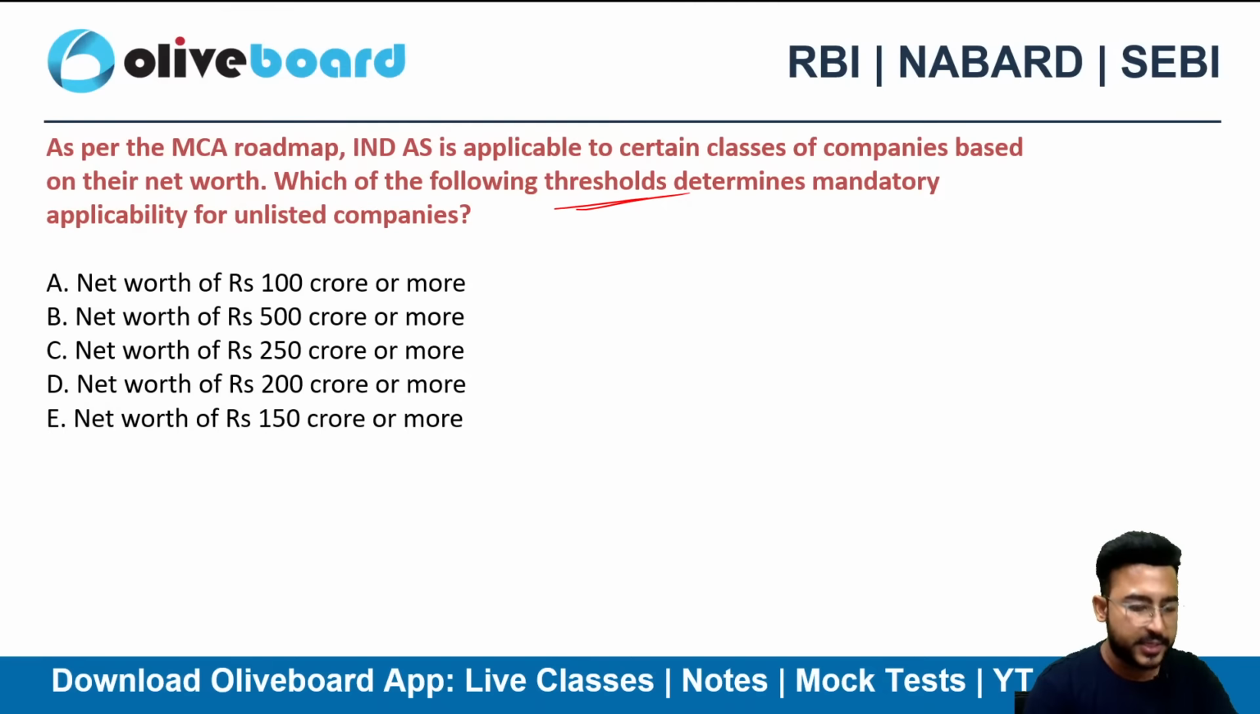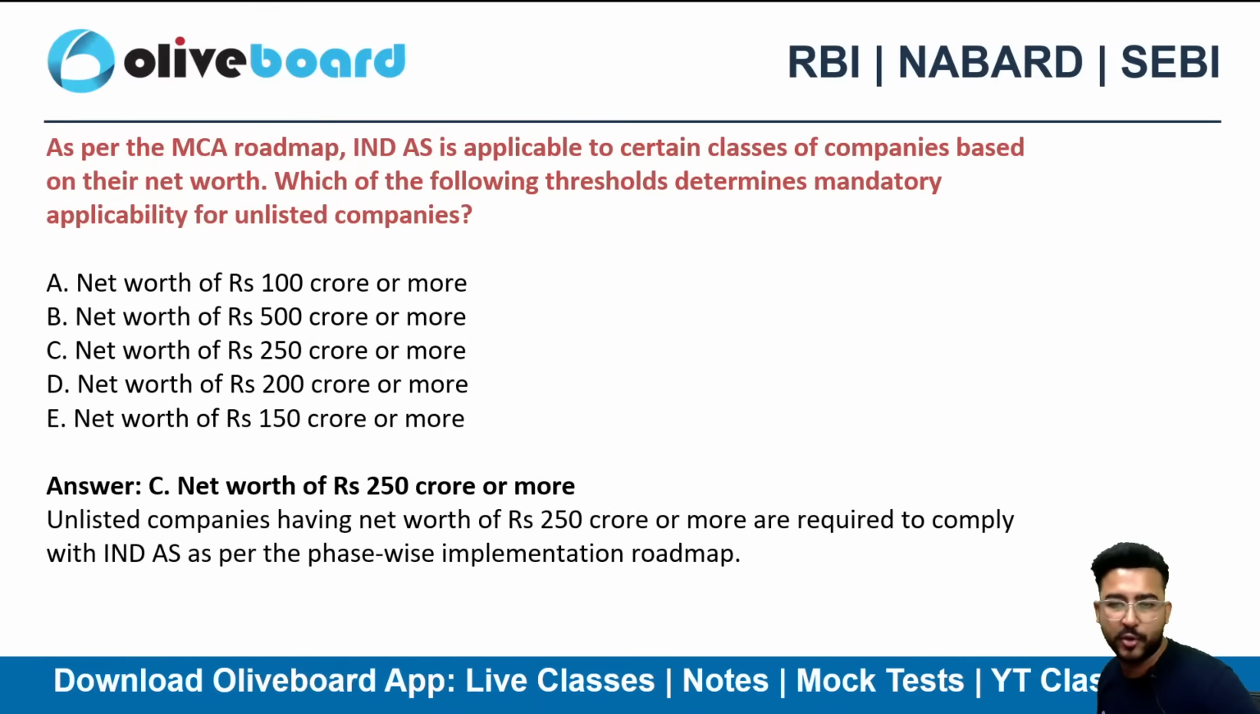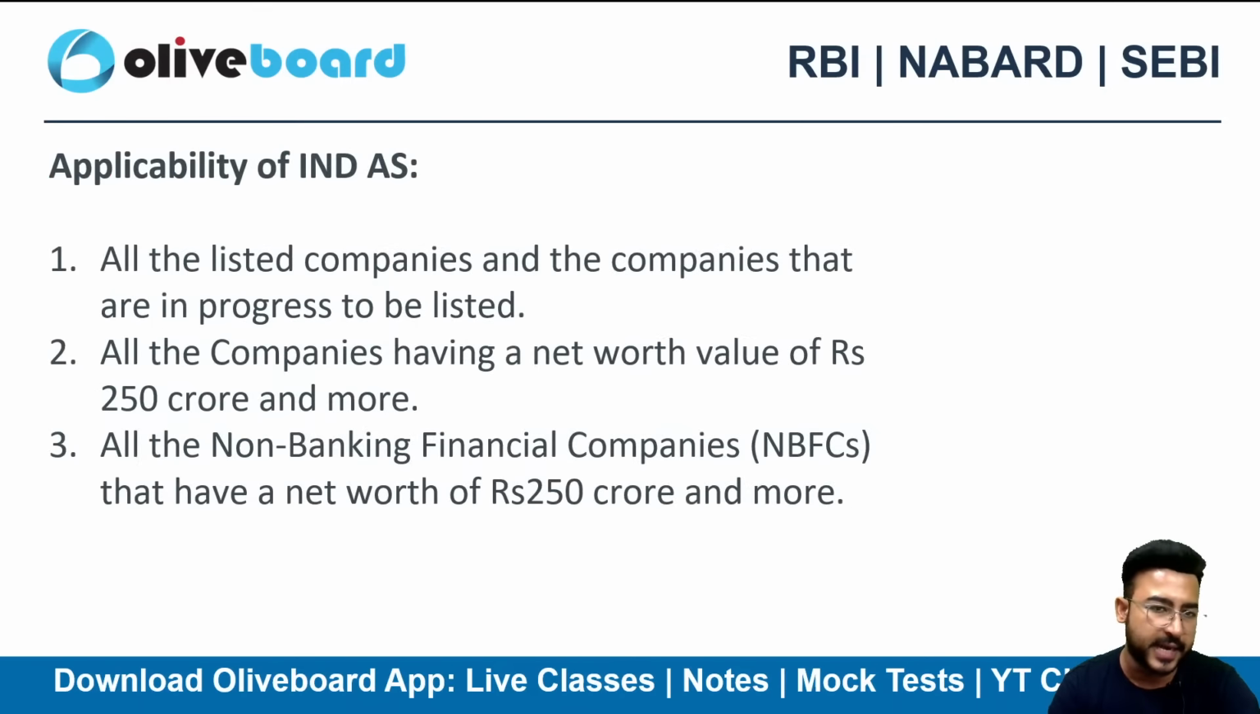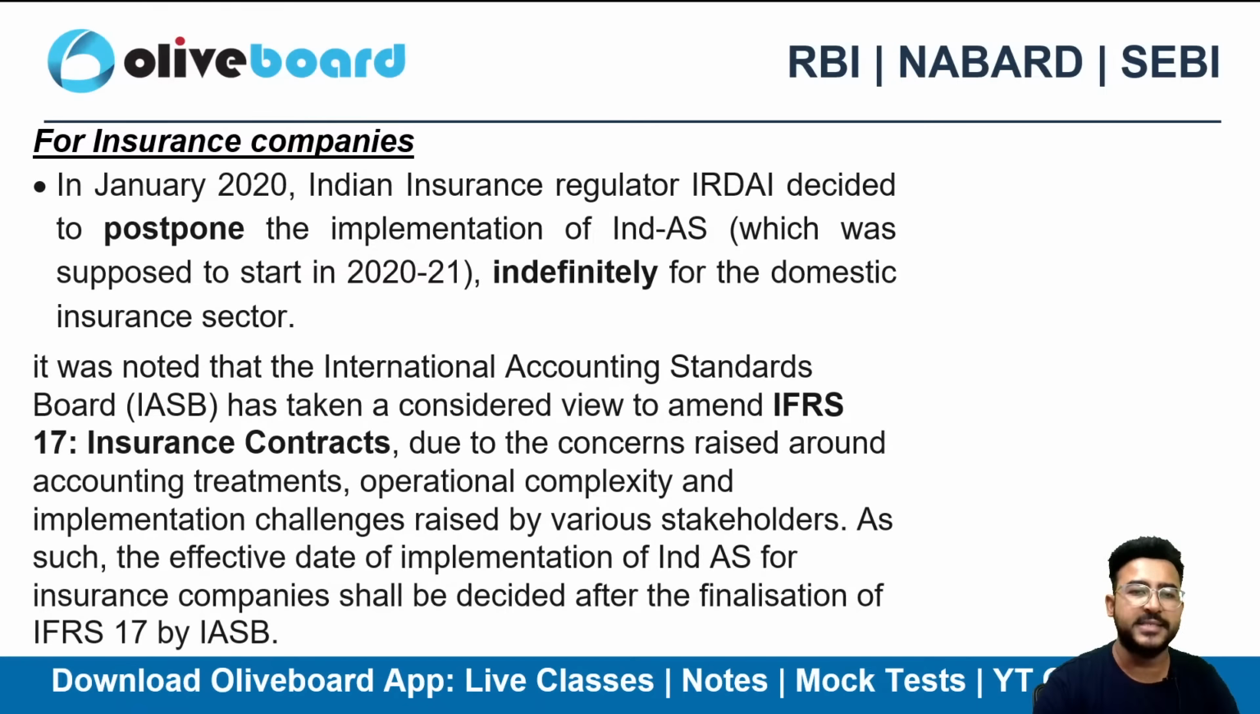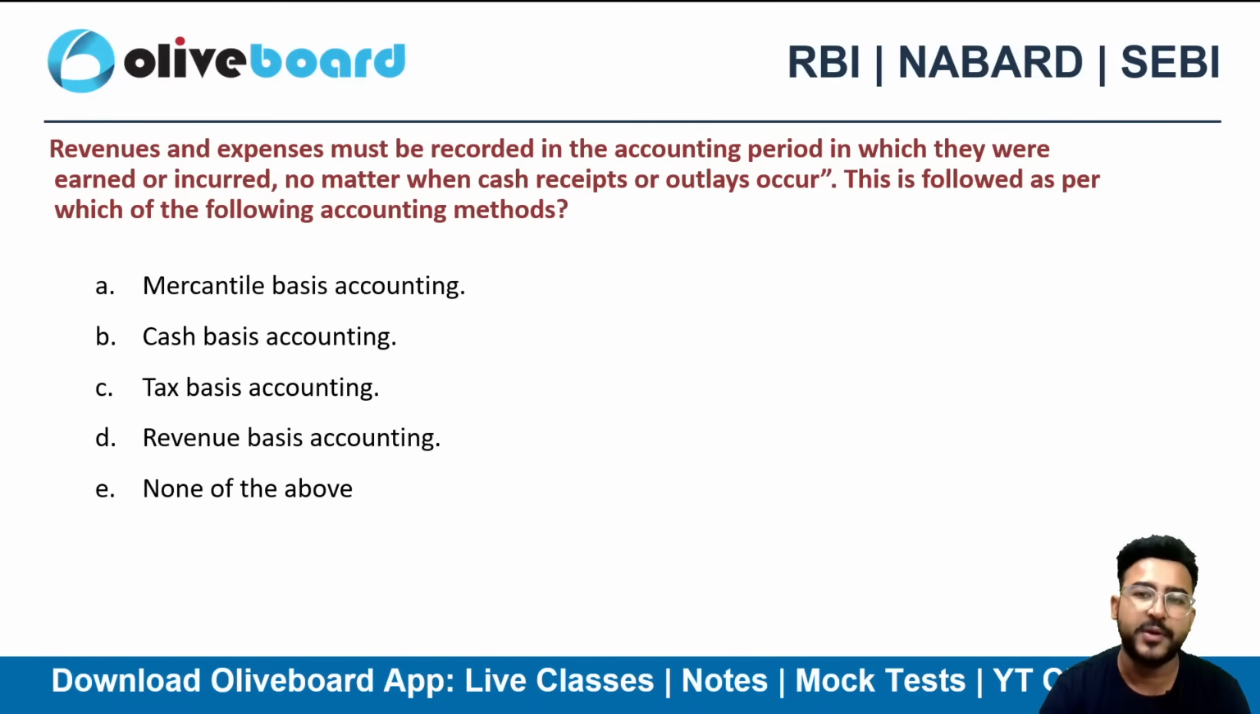What will be the applicable threshold? The applicable threshold will be 250 crore or more. If my net worth is greater than 250 crore, then I need to follow the Ind AS, right? So that's what the applicability of Ind AS is. Doesn't matter whether I am a listed company, so definitely I need to follow it. Even if I am an unlisted company, 250 crore or more is the criteria of net worth. Even if I am an NBFC company, 250 crore or more is the criteria. Banks and insurance companies, as of now, Ind AS are not applicable. They are deferred by RBI and IRDAI respectively.